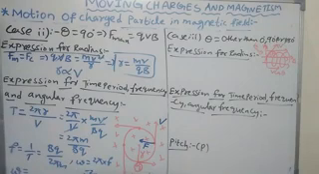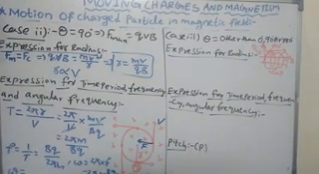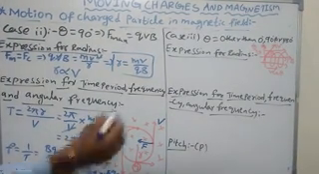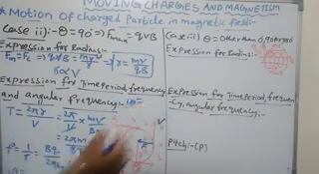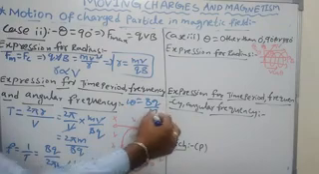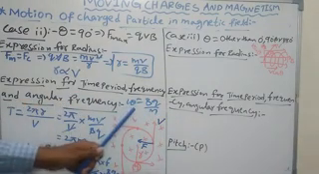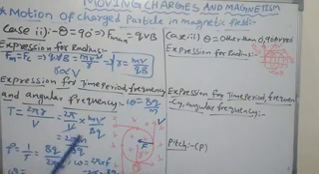Then how much is it? 2 pi into the frequency, which is BQ by 2 pi m. The 2 pi gets cancelled, and you will get the angular frequency omega equal to BQ by m. I hope you understood: time period, frequency, angular frequency. The time period is 2 pi m by BQ.